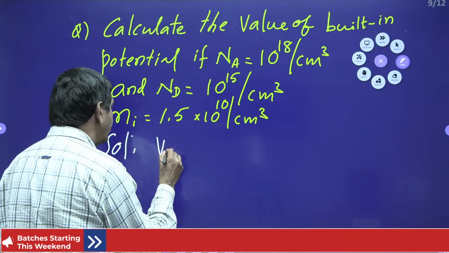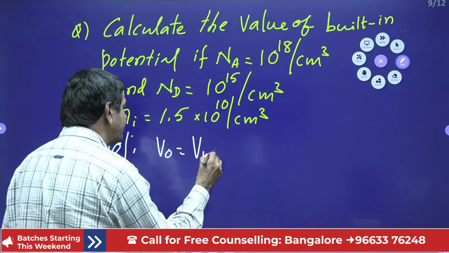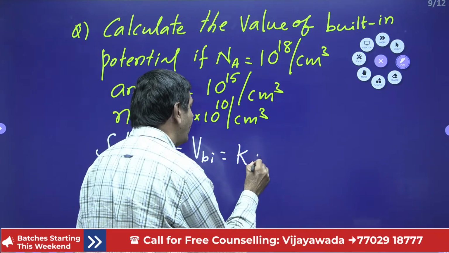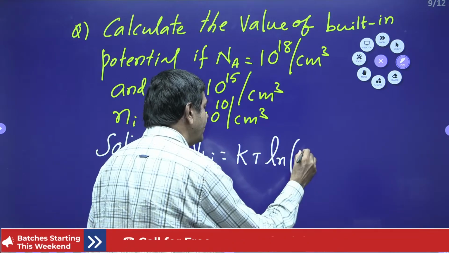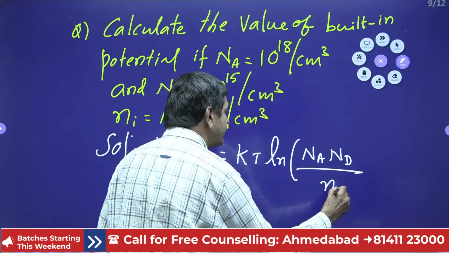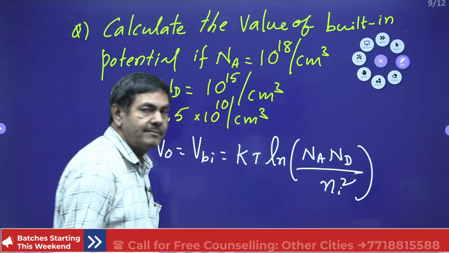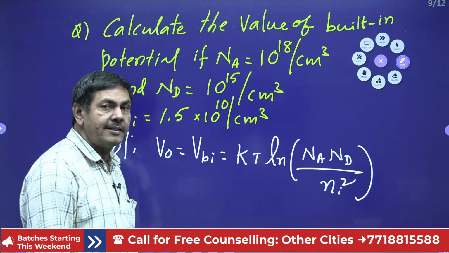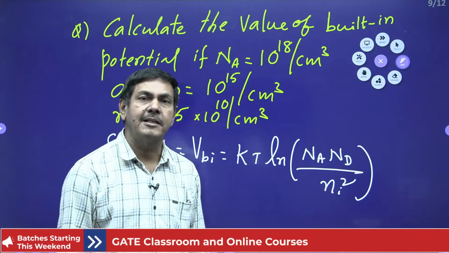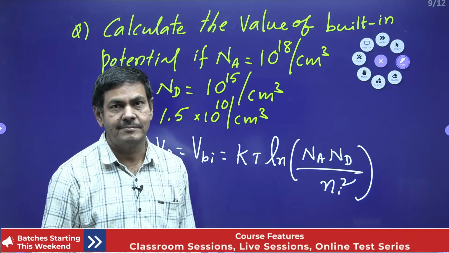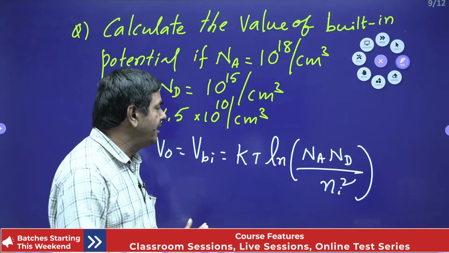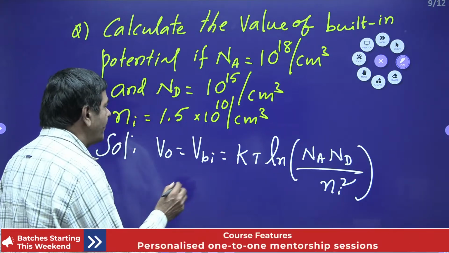We can write V naught or VBI is the built-in potential. I gave the formula already: kT into ln of Na into Nd by Ni square. The difficulty in PN junction diode is only to remember the formulas. If any student has not done the problem, it is because he didn't memorize the formulas. Then it becomes very simple to do any question.